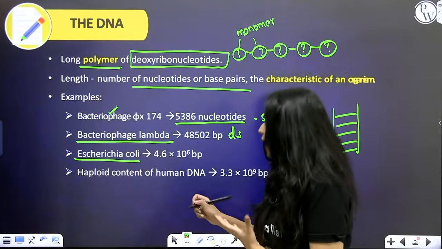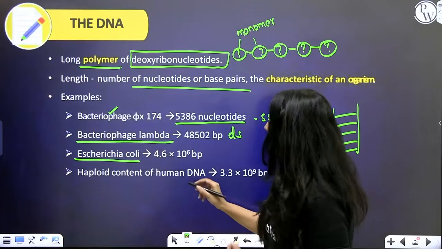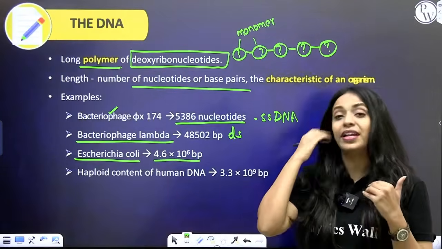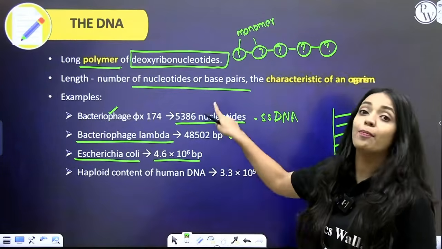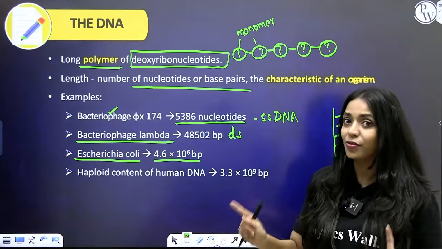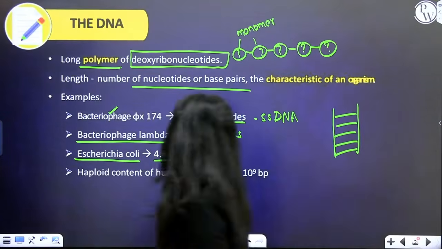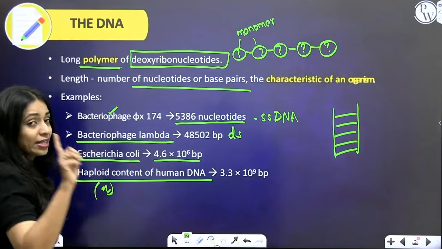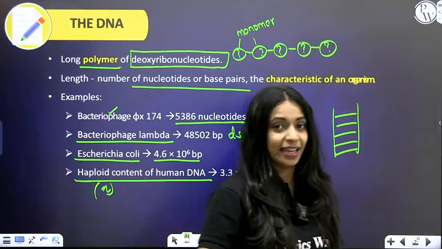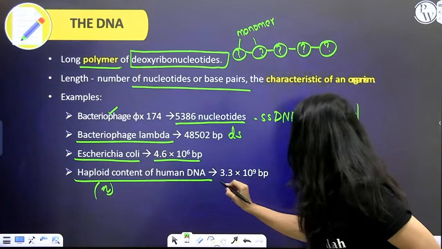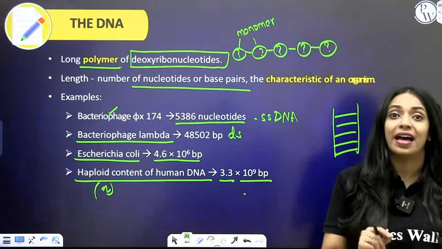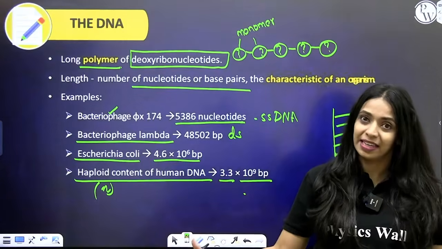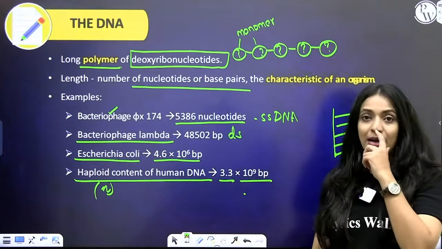This bacterium has DNA that is double-stranded, and the number of base pairs here is 4.6 into 10 to the power of 6. These are important numbers that you have to remember, memorize for your entrance exams. If you consider the haploid content of human DNA, just one set of chromosomes, we have 3.3 into 10 to the power of 9 base pairs. That's how long one set of human DNA is. So these are certain examples you have to keep in mind.